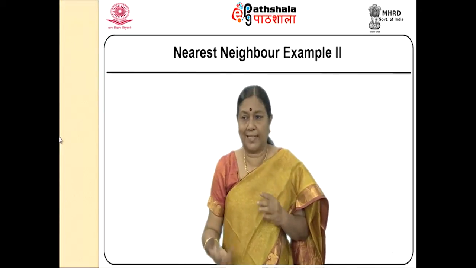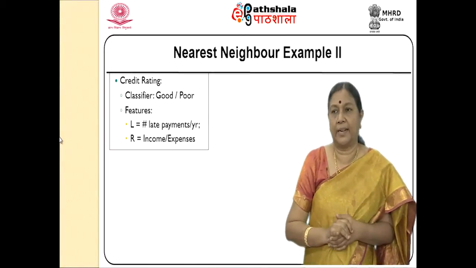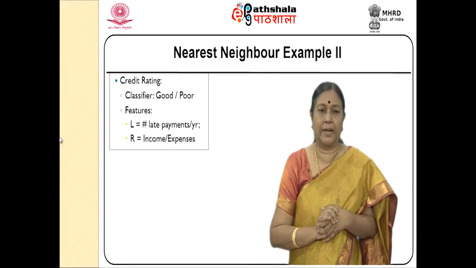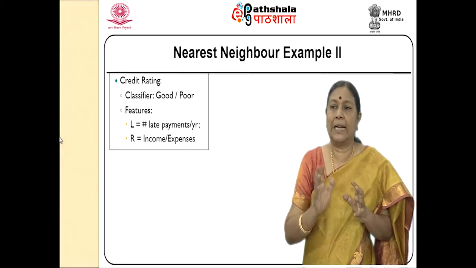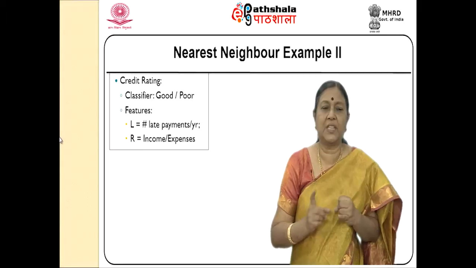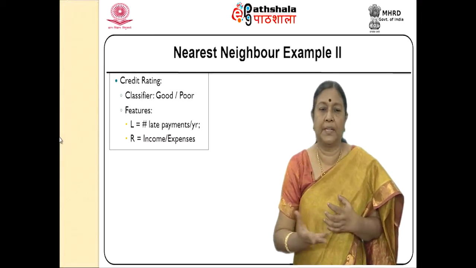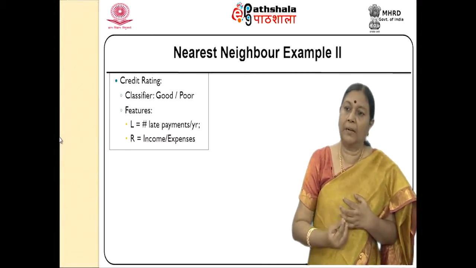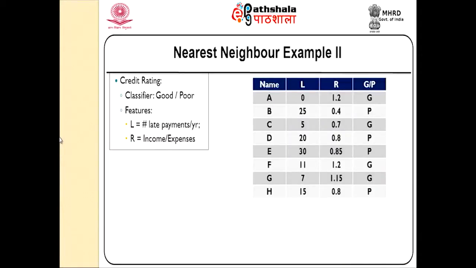Okay. Now, let us look at another example. That was the moving of a robot arm. Now let us look at another example, which is credit rating. This is a simple example of credit rating. You have a classifier, you want to look at a person and find out whether his credit rating is good or poor. The features you are going to consider are how many late payments that person has made per year, and the person's income or expenses. Okay. So, this is the information we are going to use. Here we have some cases A, B, C, D, H, and then you have L, the late payments per year, and the rating R is income divided by expenses, which is the ratio.